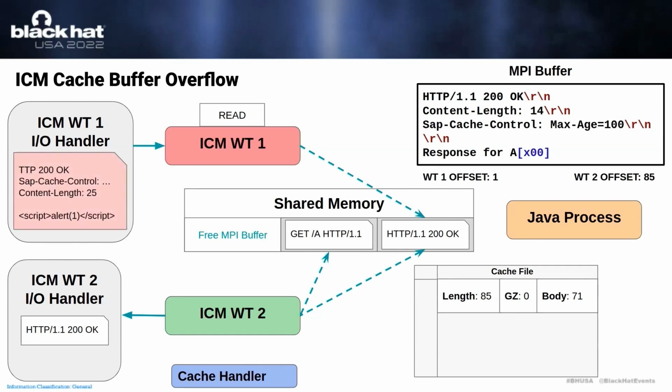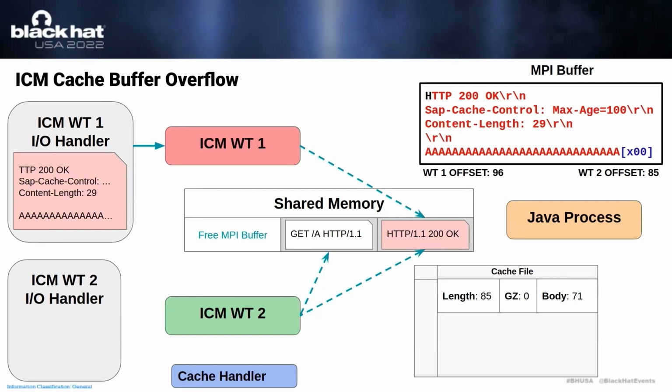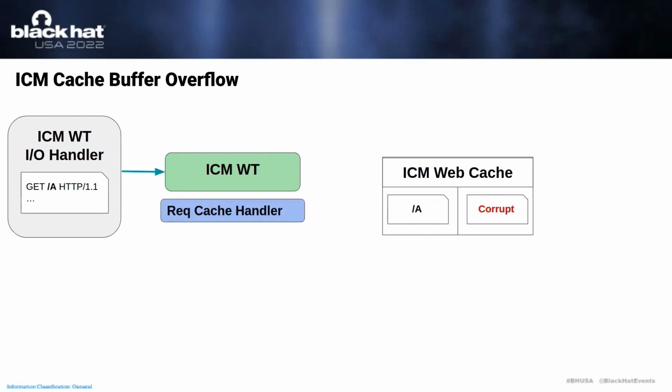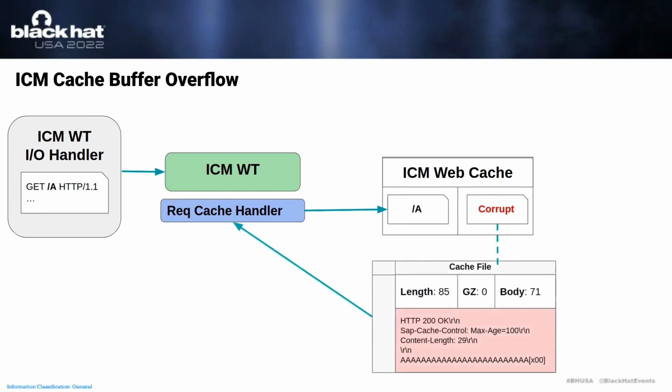And if we are able to modify or tamper with the response at this specific point, then the cache handler will place the response in this file, and it will not match the headers that it created. So when another client sends a request to the ICM for this specific resource, which is corrupted, the cache handler will be called, it will find a reference in the cache, and it will use this file to generate a response.